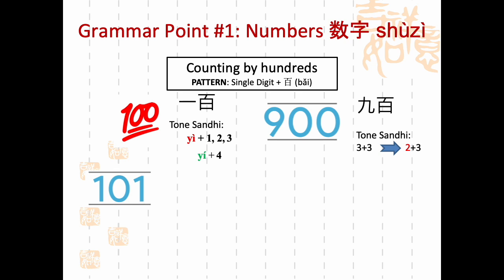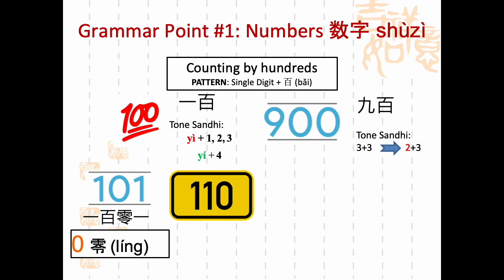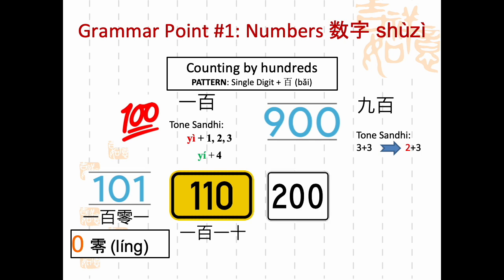101, 中文怎么说? Here you're going to have to know how to say 0, which is 零. So we would say 一百零一. Literally 100, 0, and 1. 110, 中文怎么说? 110. This one's a bit tricky. Don't forget to put 一 in front of 十 here.